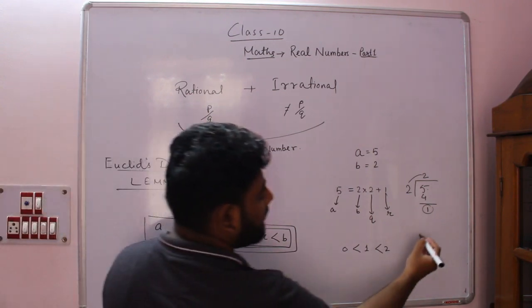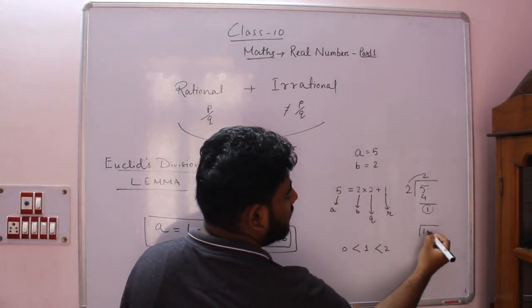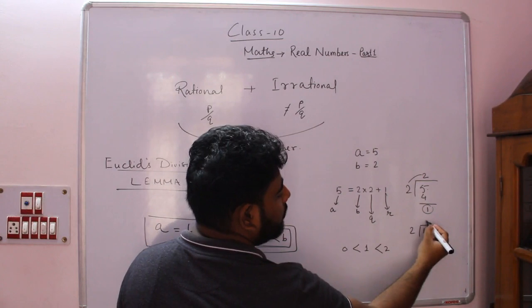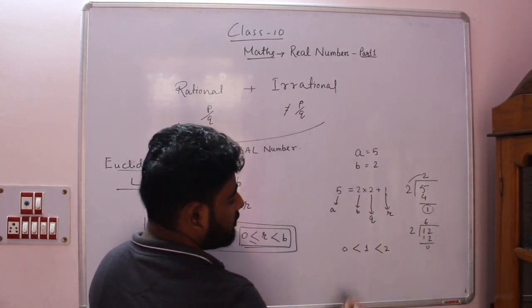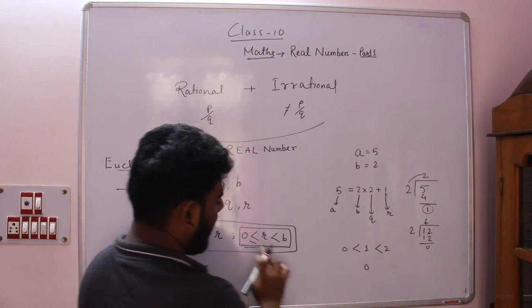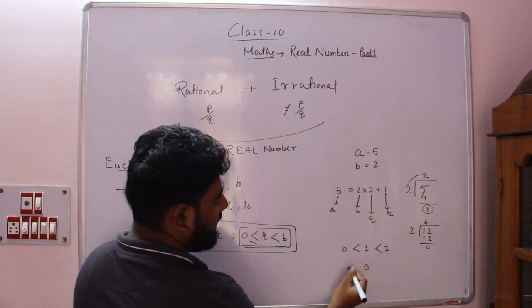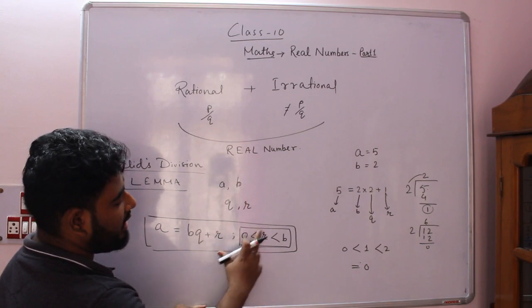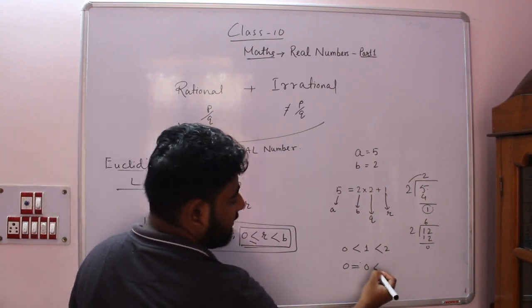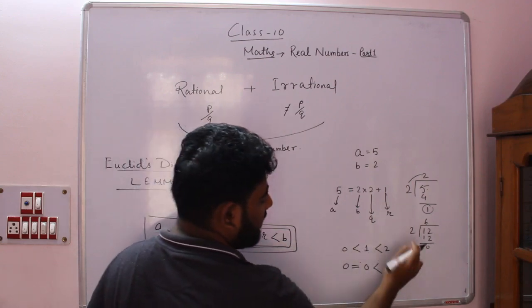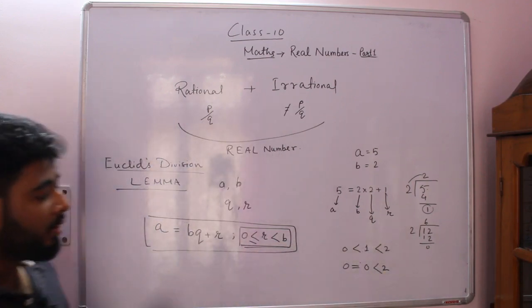Suppose you are dividing 12 by 2. 2 sixes are 12 and the remainder is 0. So the remainder r is 0, which is equal to 0. That is why it is given 0 less than or equal to. So 0 is equal to 0 and it is definitely less than b. What was b here? 2.